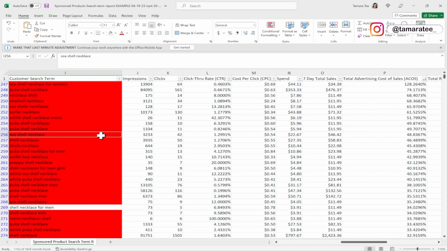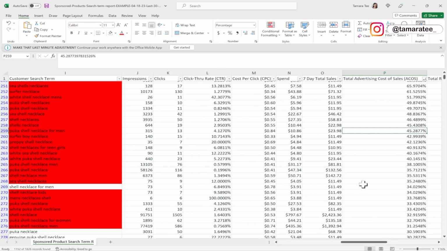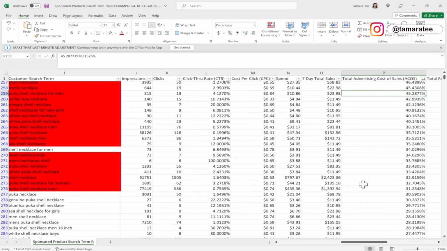You need to know when to put your keywords into the negative phrase or negative exact or both. You need to know how to analyze the clicks. And obviously you need to know your profit margin percentage for your product so you can see whether or not you are profiting with your Amazon PPC campaigns.